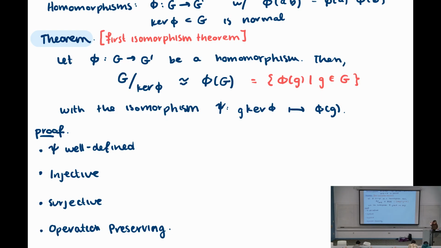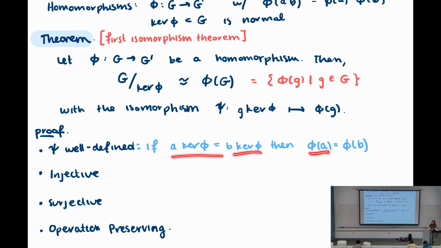Okay, let's go ahead and prove this. So to show that it's well defined, we need to show that if a kernel phi is equal to b kernel phi, then phi of a is equal to phi of b. Okay, because that's where these two elements get sent.